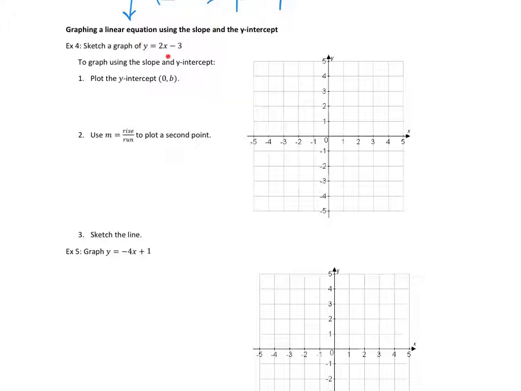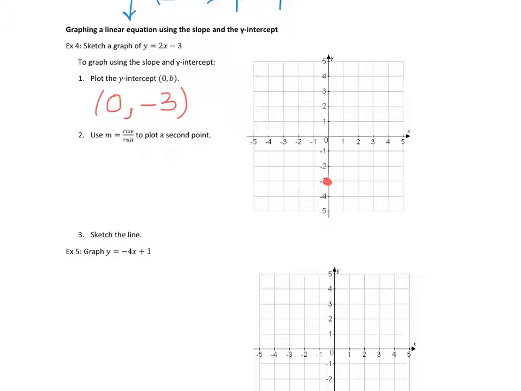All right, so we need a starting point. So our starting point is going to be the y-intercept, negative 3. Y-intercept is on the y-axis. So in our case, we're going to put a point at 0, negative 3. Okay. Next step is we're going to use m, vertical change or a horizontal change. We can also think of this as rise for the vertical change, run for the horizontal. So rise over run to plot a second point.